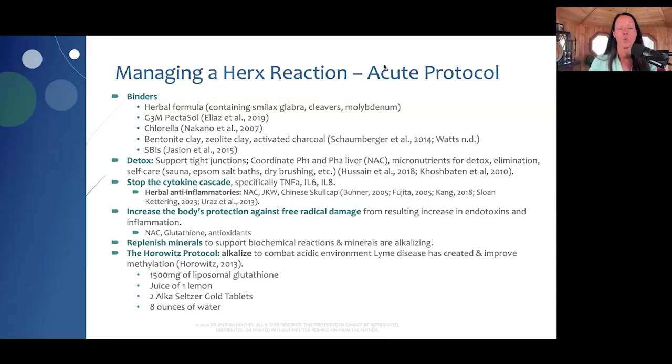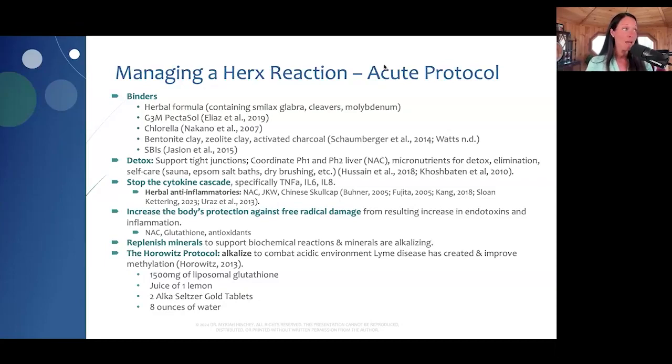What G3M is wonderful at binding is the LPS, also heavy metals. It helps to break down biofilms in the body. It actually has a dual, or I would say actually triple effect, because it helps to decrease interleukin 6 and interleukin 1 beta, and it also helps to heal up those tight junctions that are broken down with leaky gut.